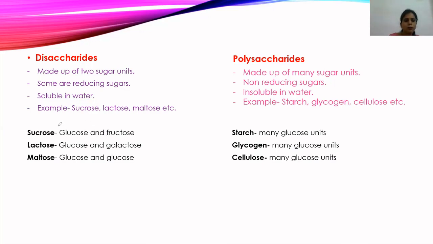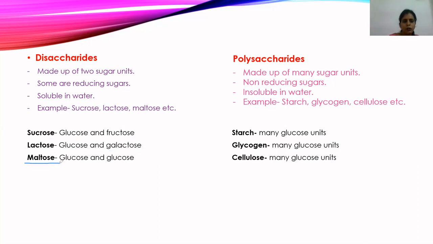You should also remember the monomeric units of these disaccharides. Monomeric units means the sugar units, or the monomers, of these disaccharides. Sucrose is made up of glucose and fructose. So one glucose plus one fructose molecule together makes sucrose. Then lactose is made up of glucose and galactose. Galactose is also a monosaccharide. So remember this: the monomers of lactose are glucose and galactose. The monomers of sucrose are glucose and fructose.